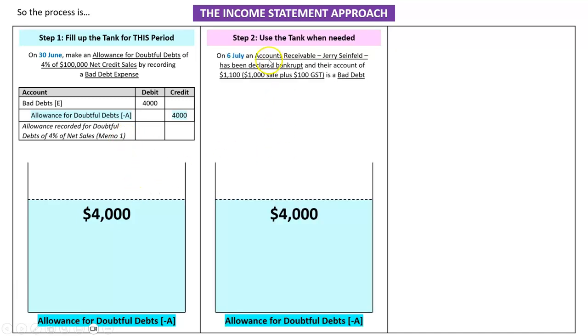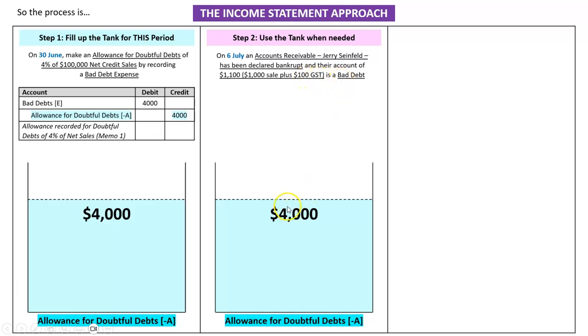Step 2, use the tank when needed. So we can see the tank has $4,000 of expected accounts receivable who will never pay. And on the 6th of July, so this is in the next period, because previously this was at the 30th of June, a specific account receivable who has a name, in this case Jerry Seinfeld, has been declared bankrupt, and their account of $1,100, which represents a $1,000 sale plus GST, is a bad debt.